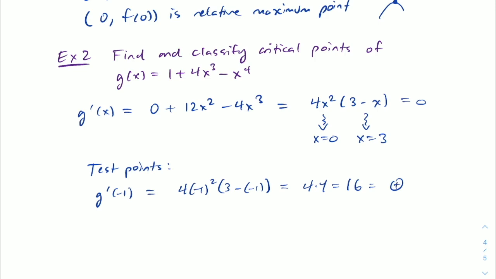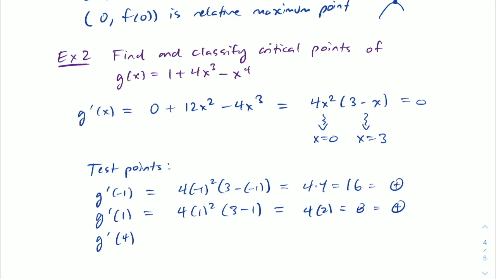And then we'll test a point after 0 but before 3. So 1. Put 1 into the derivative. We'll get 4 times 2, which is 8, also positive. And then we'll test a point after 3. Let's put in 4. So we get 4 times 4 squared, 3 minus 4, which is 64 times -1, -64, that's negative.